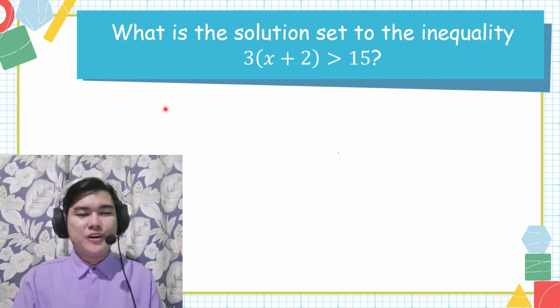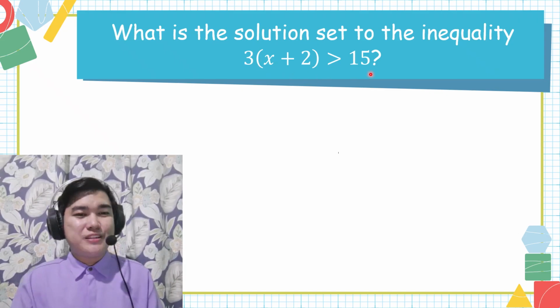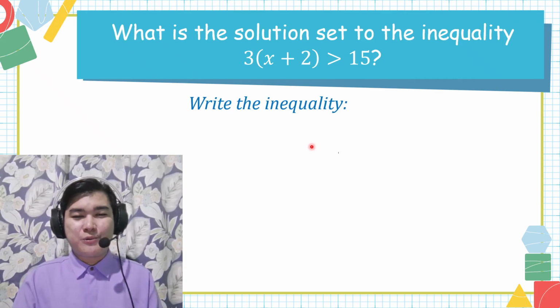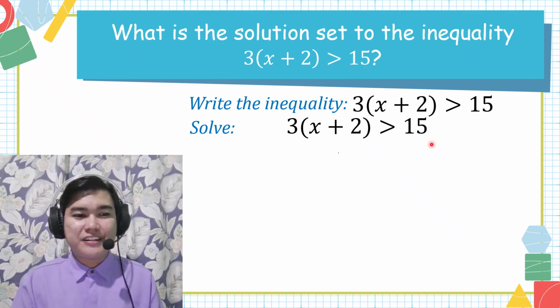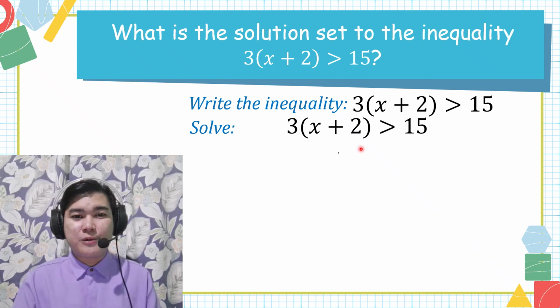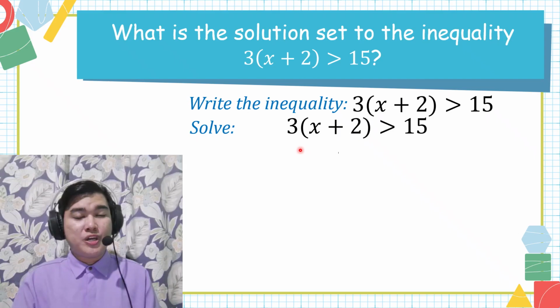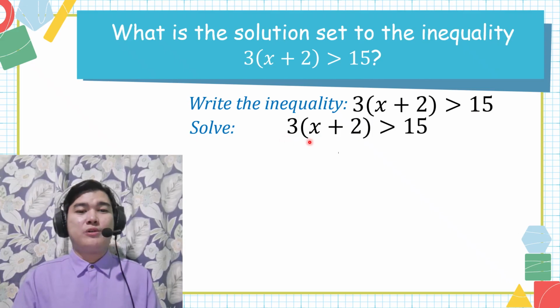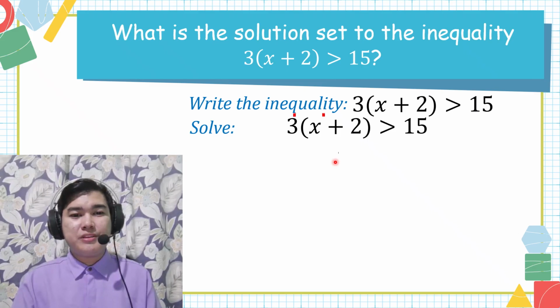Another example. What is the solution set to the inequality 3 times the quantity x plus 2 is greater than 15? To find the answer, let us write the inequality. 3 times the quantity x plus 2 is greater than 15. First thing to do here is look at the left side of inequality. As you can see, some terms are enclosed in parentheses. So meaning to say it's a sign of multiplication. We can multiply first 3 to the quantity x plus 2 by using distributive property. Let us use distributive property.